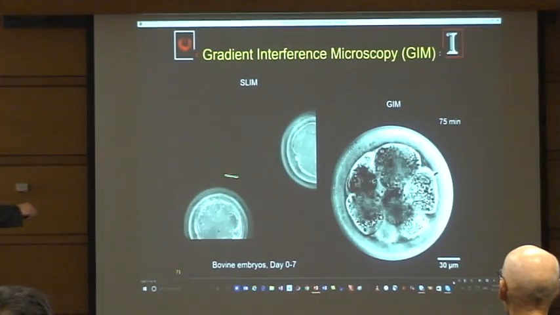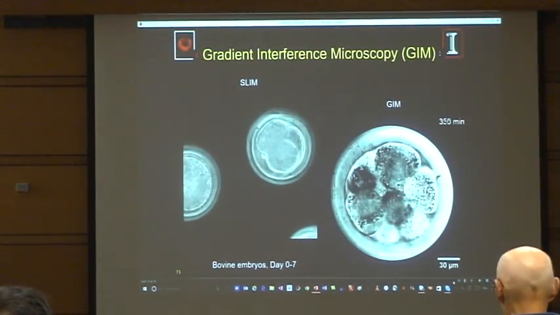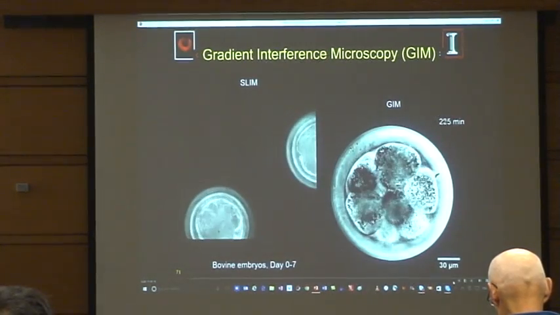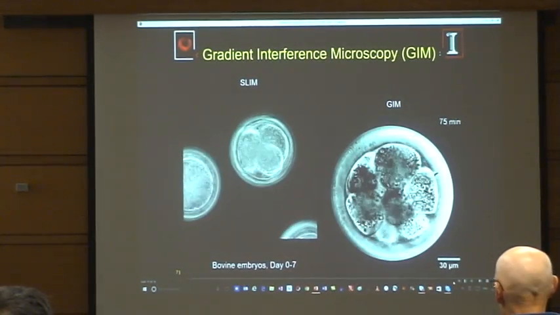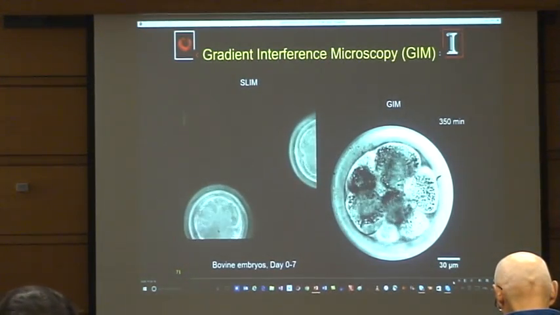Anyway, so essentially SLIM doesn't work out of the box. And the reason is that this reference field decays due to multiple scattering. Actually, this decays to 0. Your reference is very, very weak. The contrast of that interference is very, very weak.